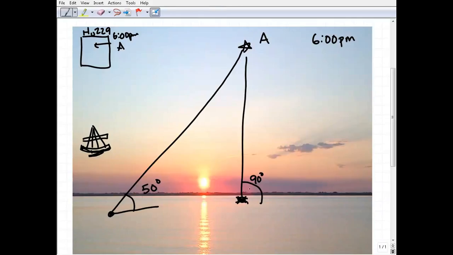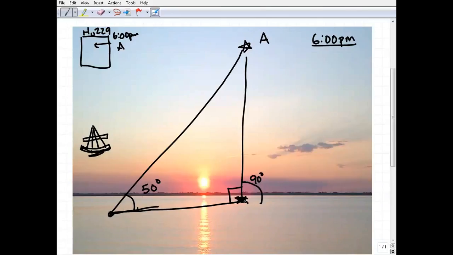But obviously, at 6 p.m., I'm looking at star A and I see it at 50 degrees in the sky, not 90 degrees, not above my head. So with those two pieces of information, I can use some trigonometry. This is going to be a right angle. I have a degree here.